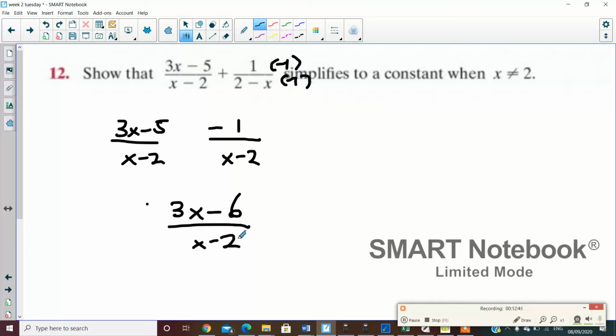What do you do with the top, sir? What can you take out? And what's x minus 2, yeah? And then what cancels? And then you're left with a constant. A constant is a number that hasn't got the variable in it. So any number that hasn't got an x in it. We good? Yes.